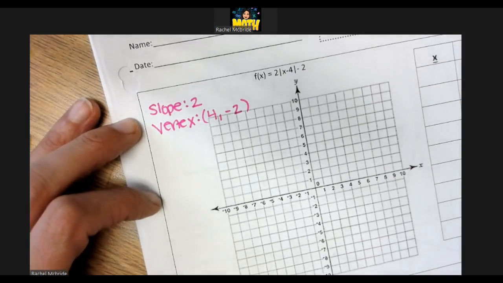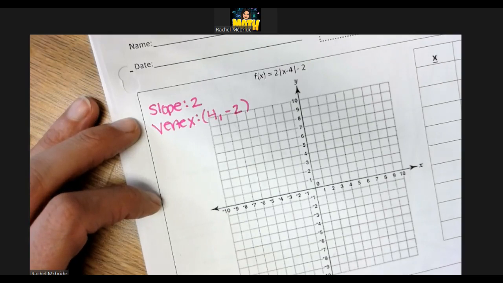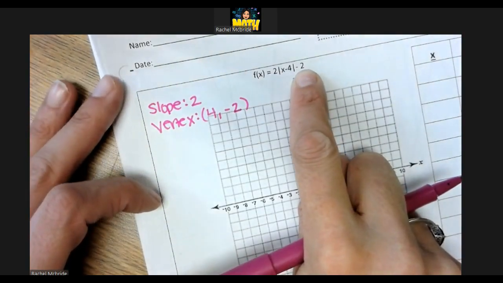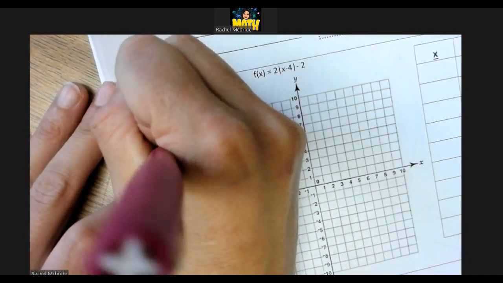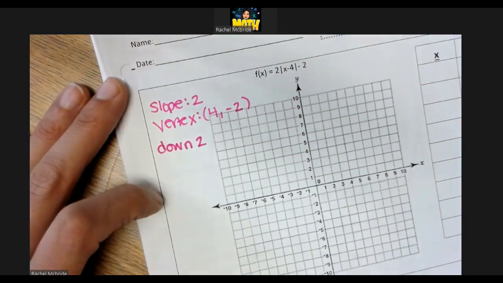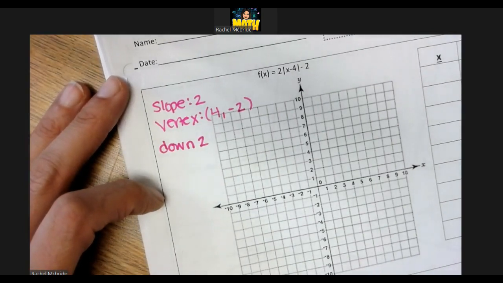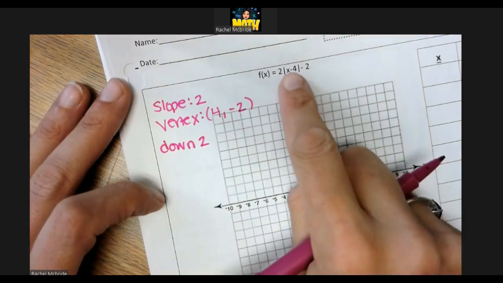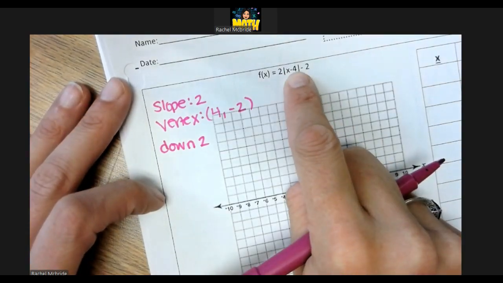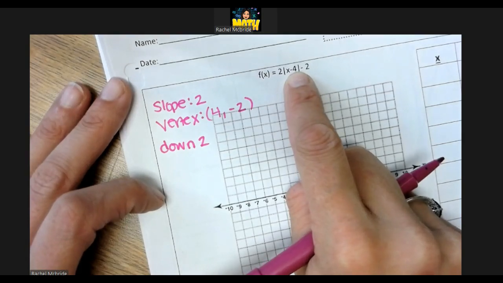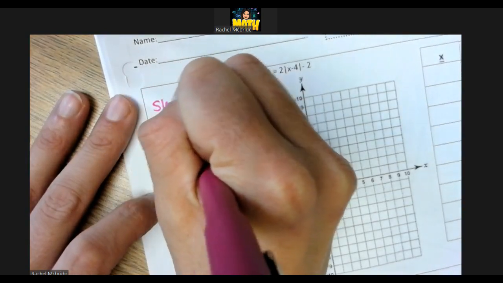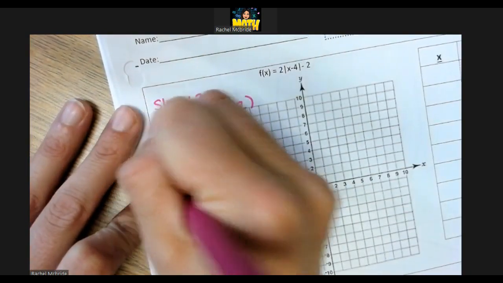I didn't say it. All right. Chris, what does the negative 2 at the end of the absolute value equation tell me? What direction is this graph going? All right, perfect. It is going down 2. Okay, Chris, pick someone. Okay, Nick, the negative 4 inside my absolute value, what direction does that move my graph? Perfect. Okay, pick someone, Nick.